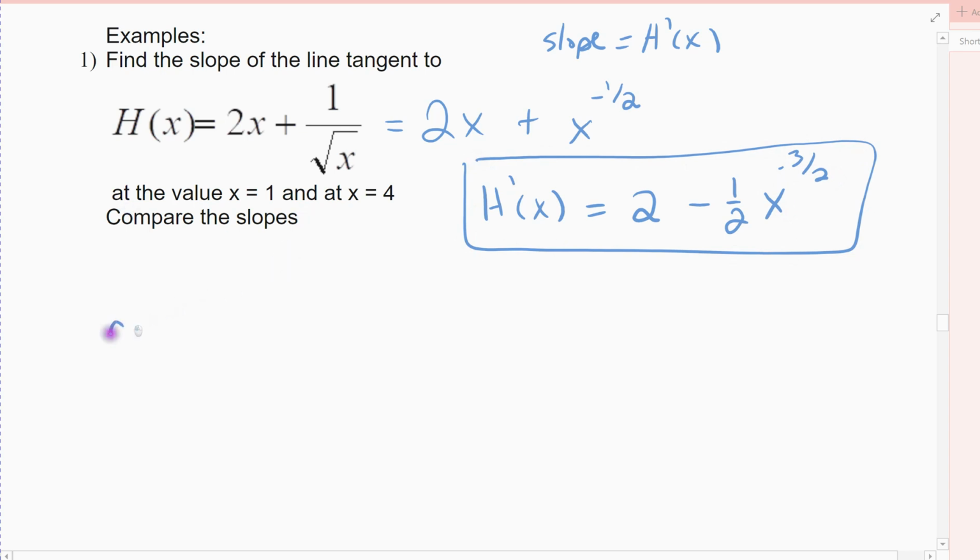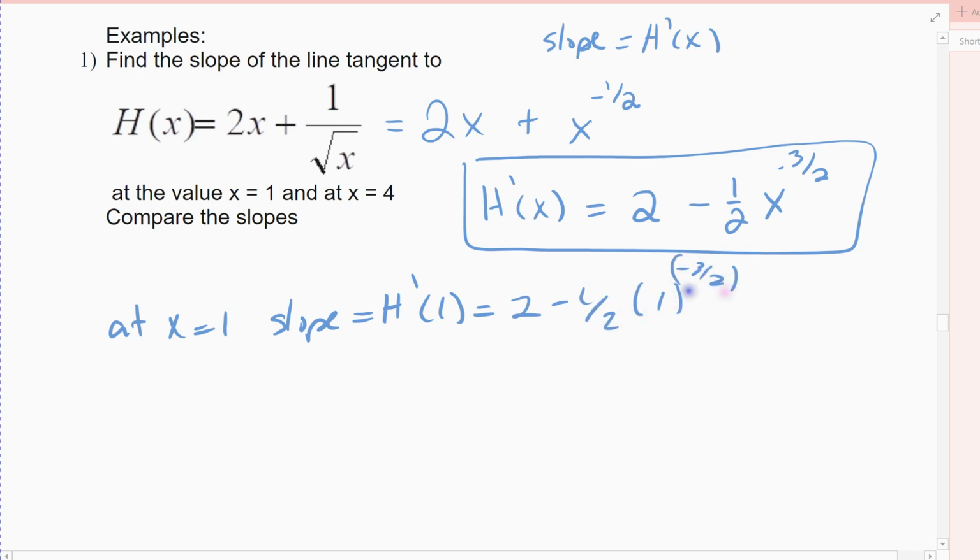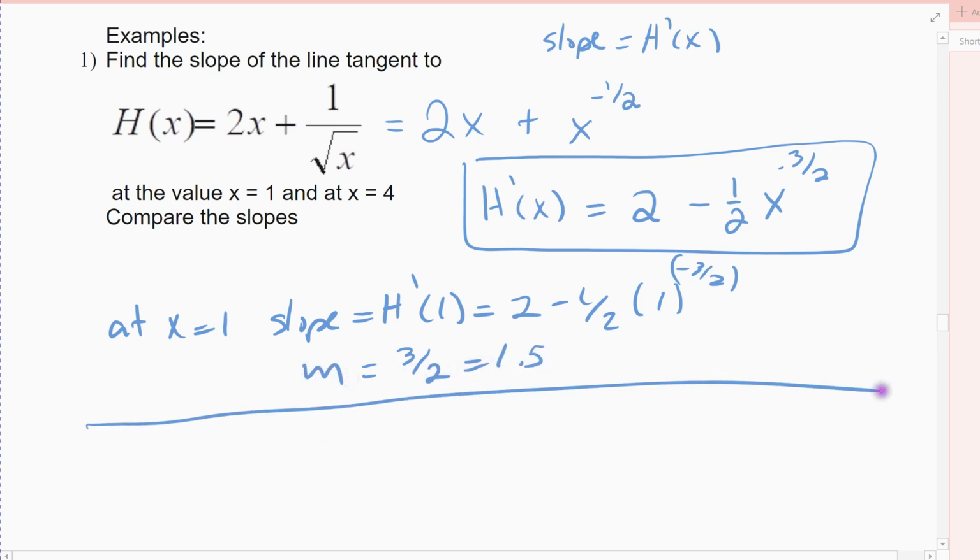Now I'm going to find it at my x value. At x equals 1, the slope is equal to my derivative at 1. Again, I carefully plug in 1, and make sure you're careful. Now 1's not too bad, but 4, if you're typing this into an older version of your calculator, make sure you put parentheses around the exponent negative 3/2. The slope at 1 comes out to be 3/2 or 1.5. There's the slope at 1.